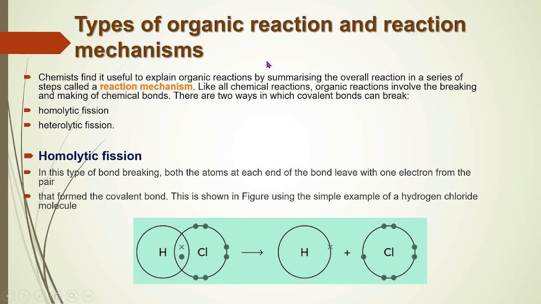There are two basic ways in which covalent bonds can break: homolytic fission and heterolytic fission. Here you can see that when HCl is going to break down, hydrogen has its own electron, chlorine has its own electron. So as it is equal while they are breaking down, this is a homolytic fission.